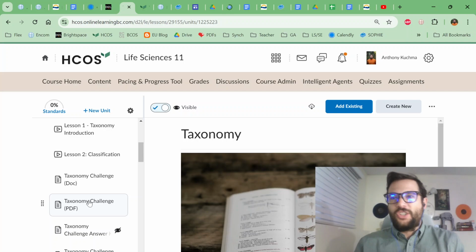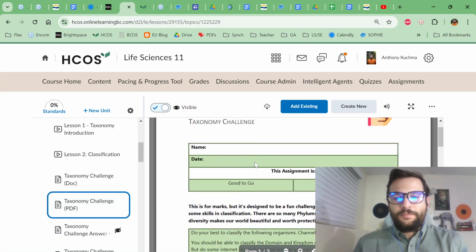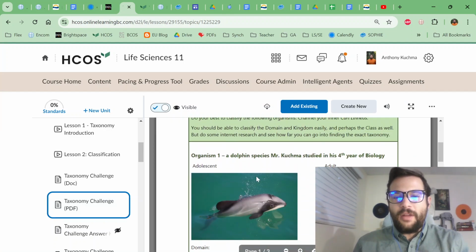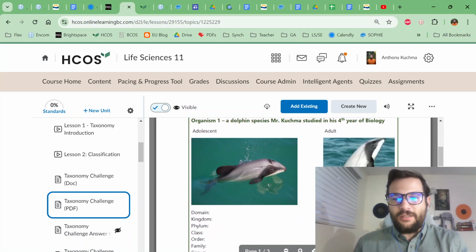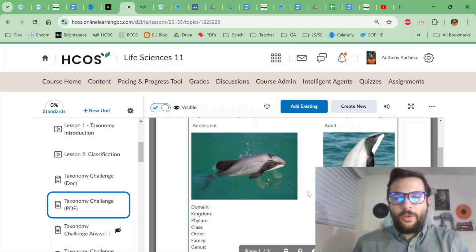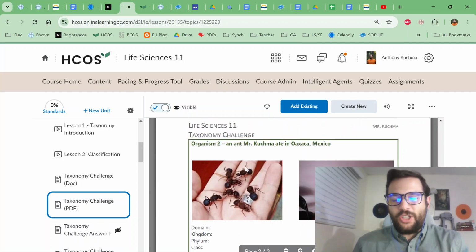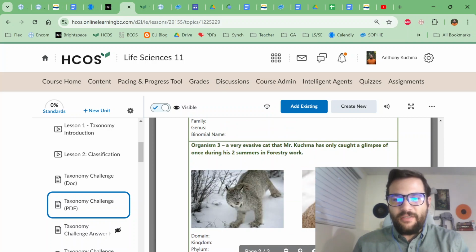And the taxonomy challenge is kind of a fun thing that I created. It goes over some of the favorite creatures that I have bumped into in my life. So this is my favorite mammal of all, which you'll learn a lot about in this course. These are special ants that are edible in Mexico, in Oaxaca specifically. And this is a very cool cat that I bumped into while working in forestry during my time at university.